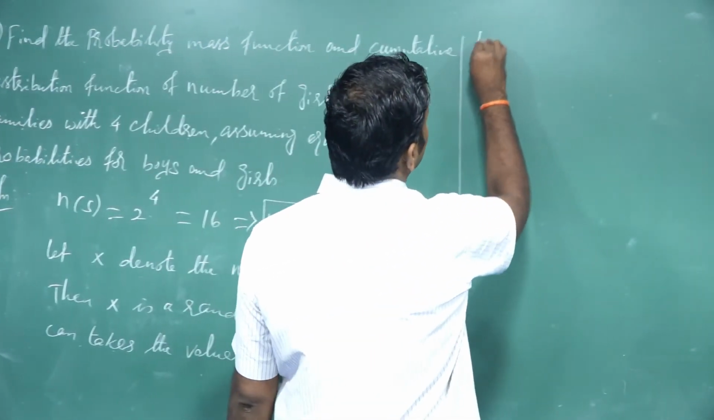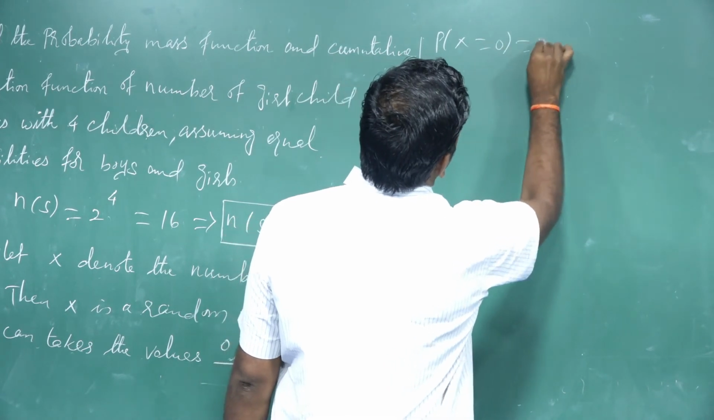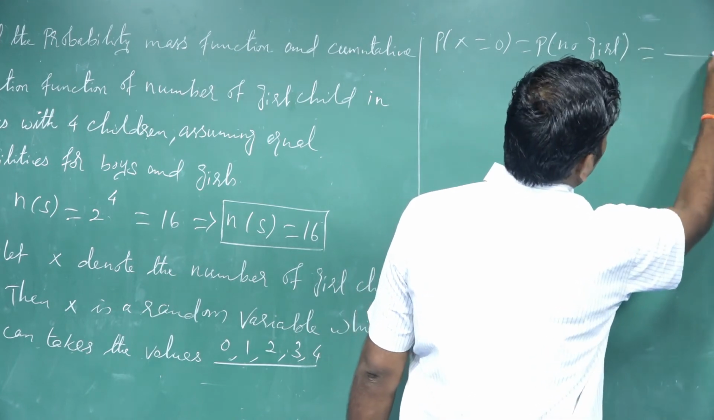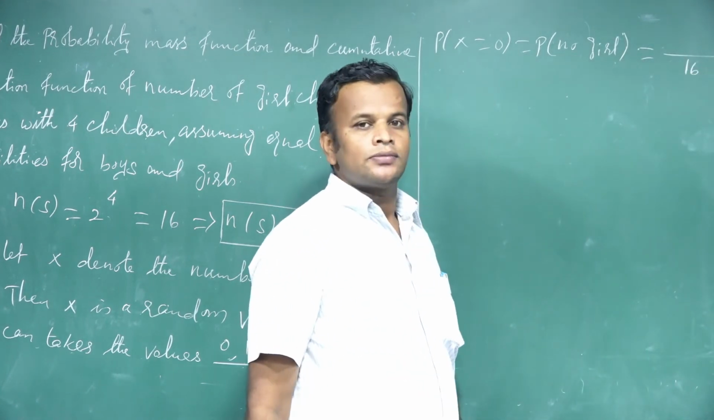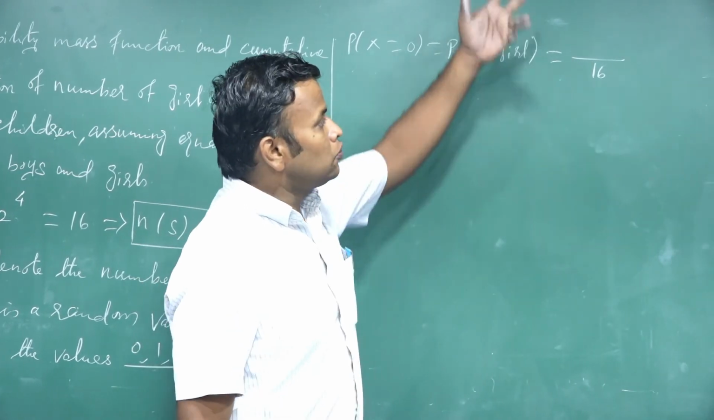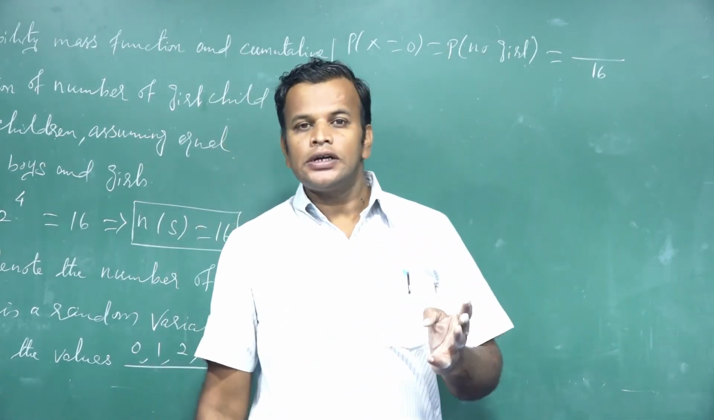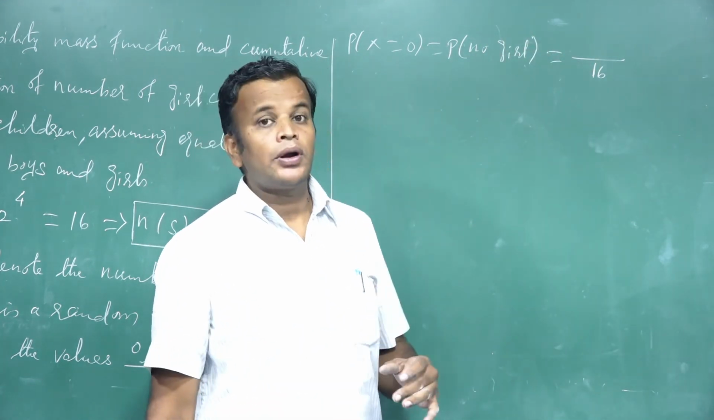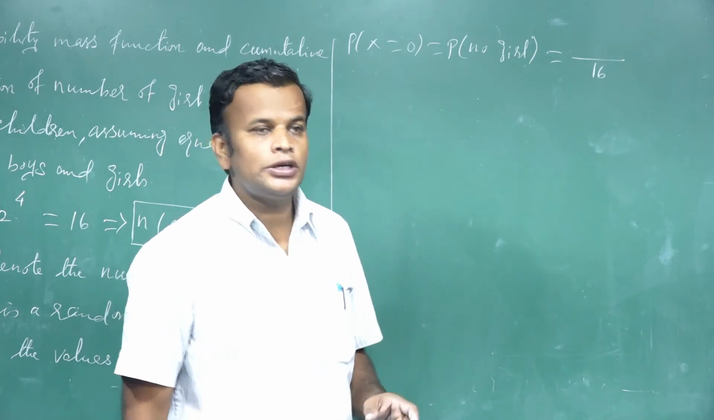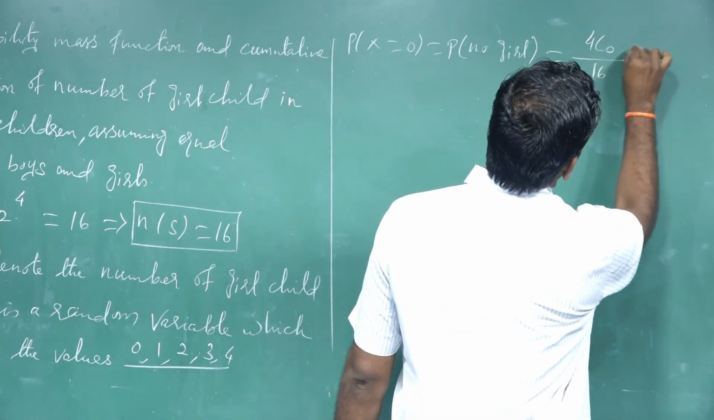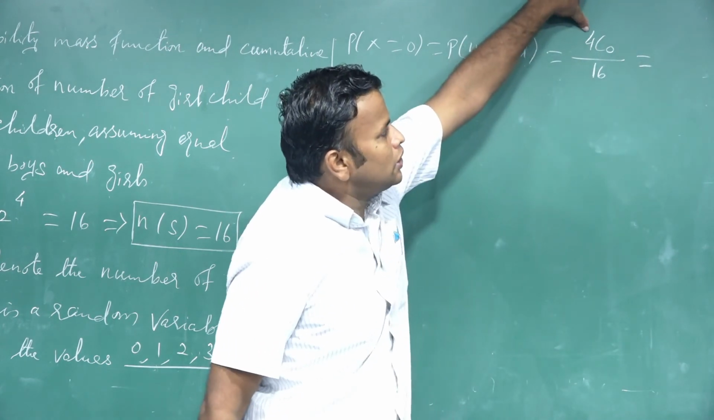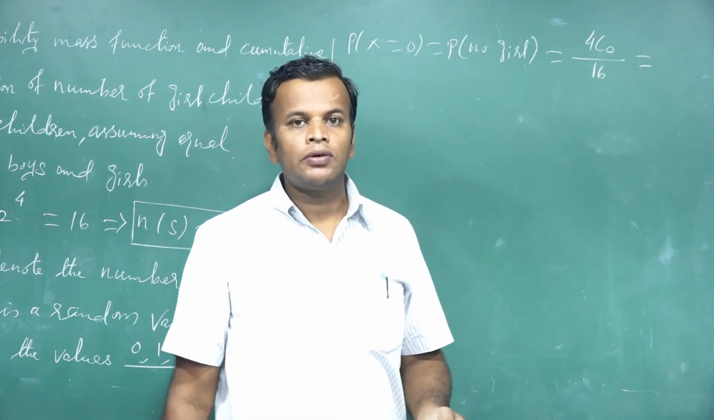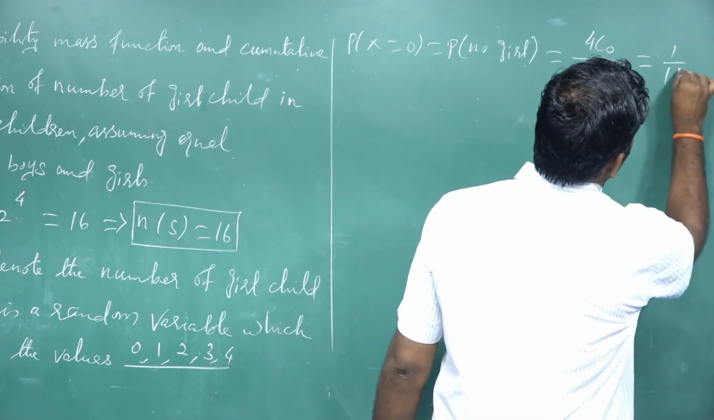So P of x equal to 0. That is the probability of no girl. First, in the denominator, I write the sample space. The sample space value is 16. In the numerator, out of 4 children, we are selecting no girl. So among these 4 children, no girl comes. Using the combination symbol, 4C0. There will be 4 children; we assume there is no girl. So 4C0. The value of 4C0 is 1, so 1 by 16.